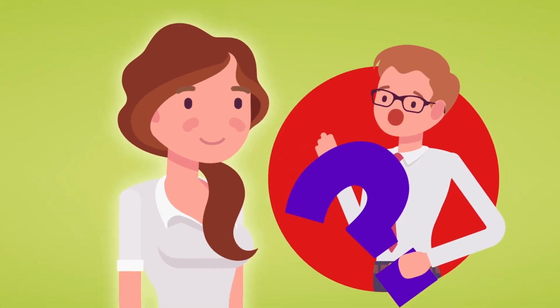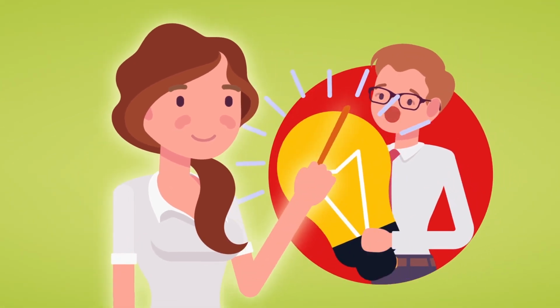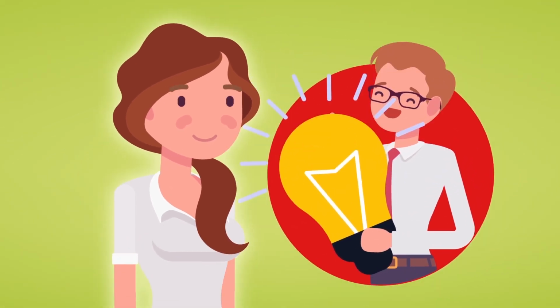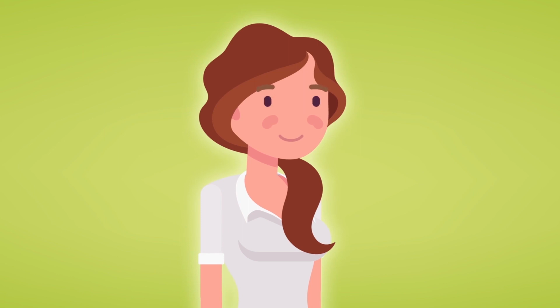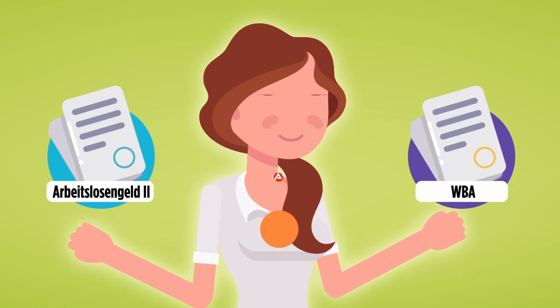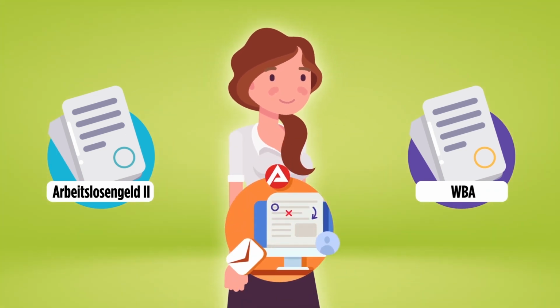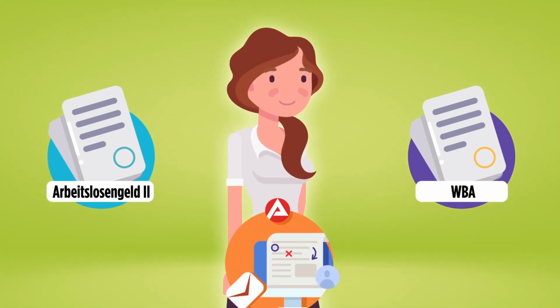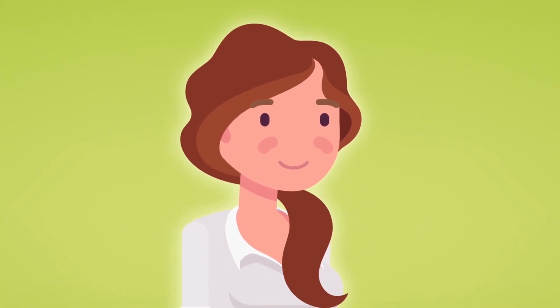I am your service assistant and I will guide you through this video so that from now on you can easily process your application for further unemployment benefit 2, called WBA, digitally and online. That sounds difficult? On the contrary, it's very easy.